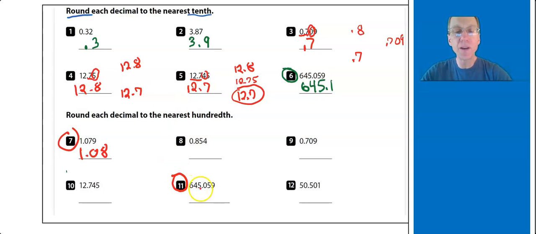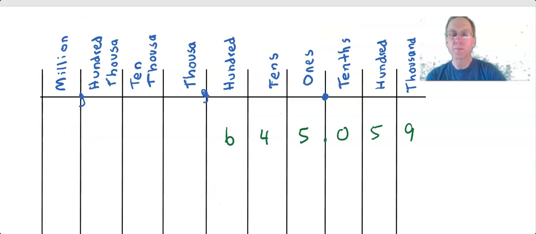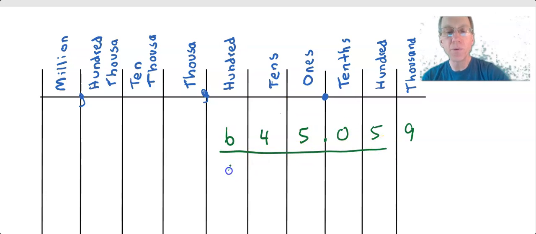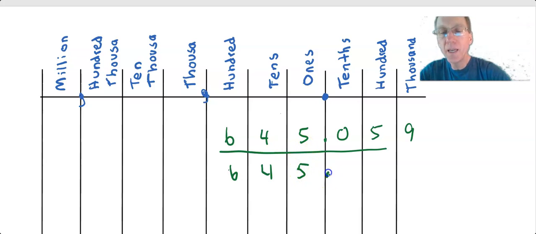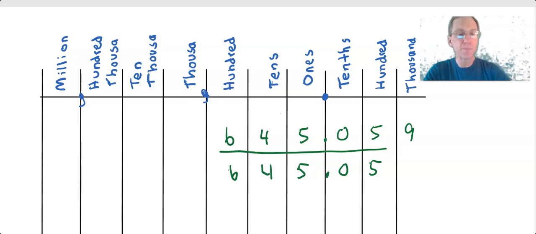So 645 and 59 thousandths. Same thing we had up here, but this time rounding to the nearest hundredth. Let's go put it on our chart. Okay, here it is on the place value chart, and we are interested in the values up to the hundredths place only. There's our first endpoint, 645 and 50 hundredths. That's going to be our first endpoint. Let's put that on our number line.